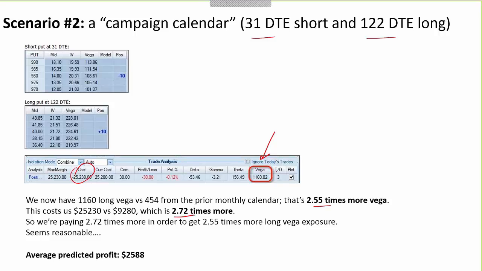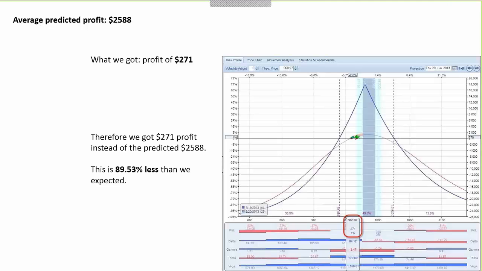Great. So our projected profit, I won't bore you with the screenshots, is now $2,500 for that same drop. Let's look at what happens in reality. All right, so again, predicted profit, $2,500. Reality is $271 profit compared to the $2,500 we thought we were going to get.